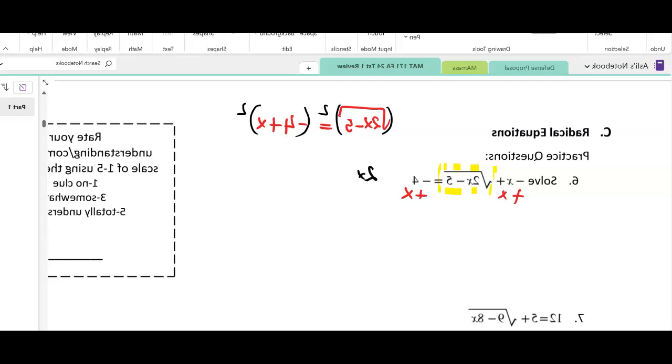So here I will have 2x minus 5. That was the purpose of it. The radical term should be alone. Then I square both sides, so then I can get rid of that square root. Now be careful when you're taking the square of a binomial, you need to have a trinomial.